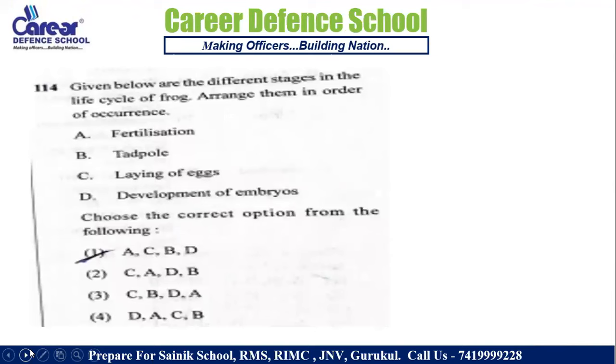Given below are the different stages of the life cycle of a frog. Arrange them in order of occurrence: fertilization, tadpole, laying of eggs, development. The correct answer is option 2. According to that, laying of eggs comes first. Then fertilization takes place. Then development of the embryo, and then it becomes a tadpole. Let's move on to the next question.